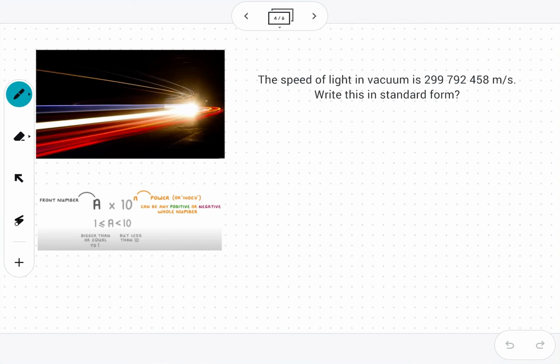So in this case, 299,792,458 meters per second. Write in standard form. You want the decimal point to be here, because if we put it here, then it's going to be less than 1. It cannot be less than 1. If we put this decimal point here, it's going to be more than 10. So we cannot do that too. So the decimal point can only be here.